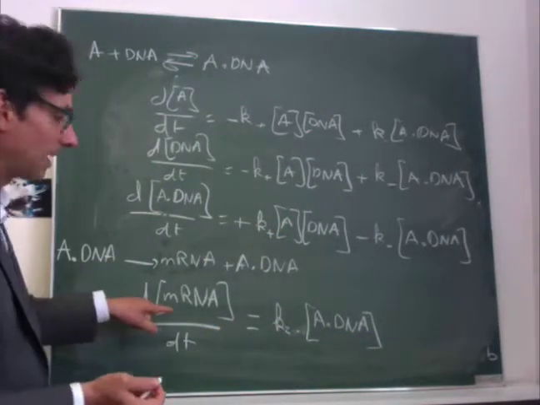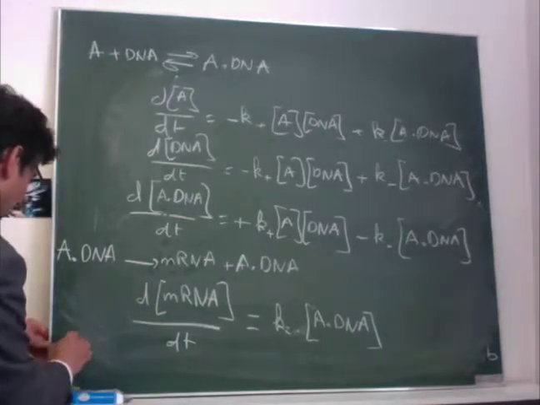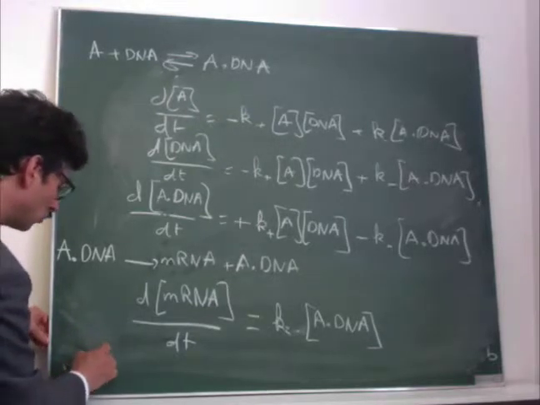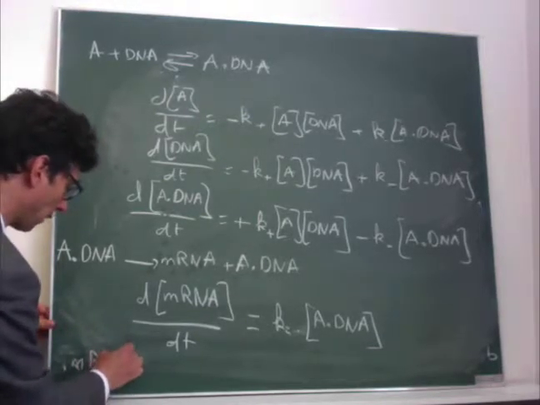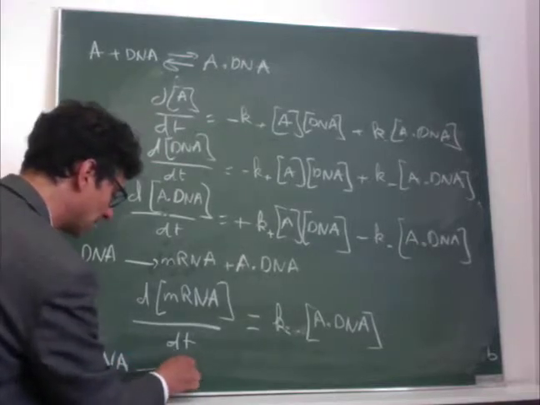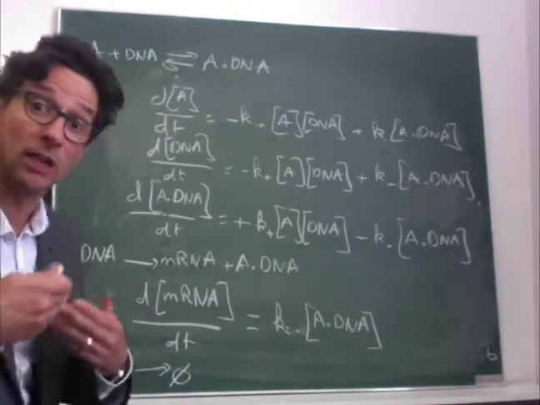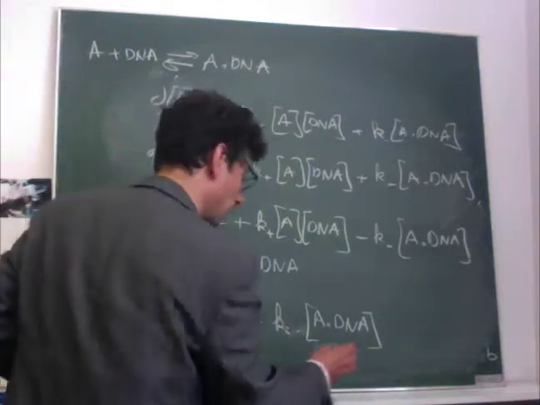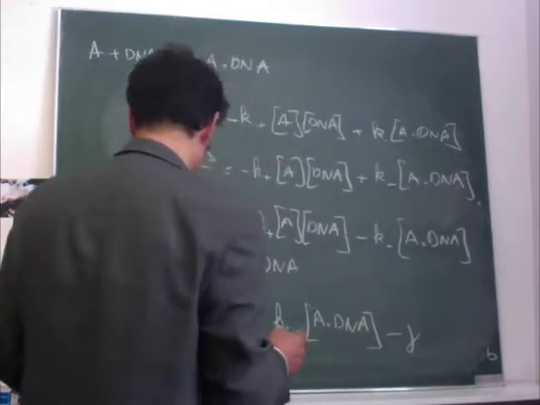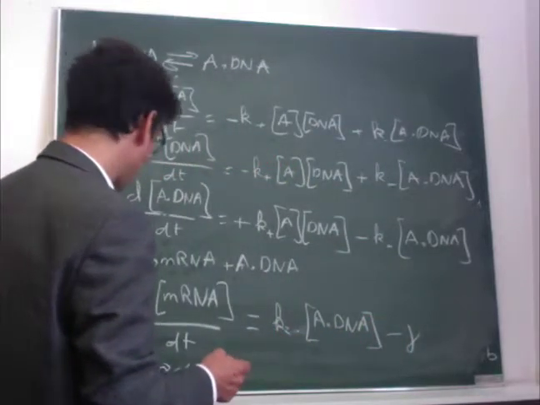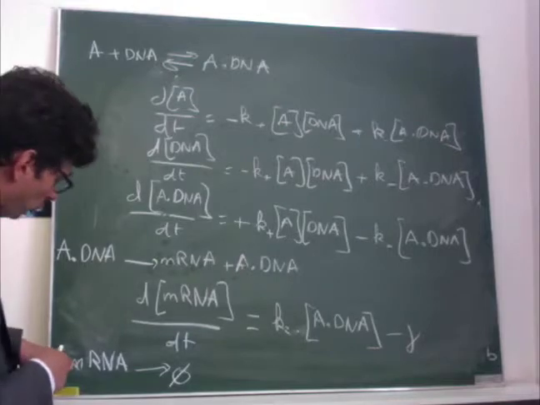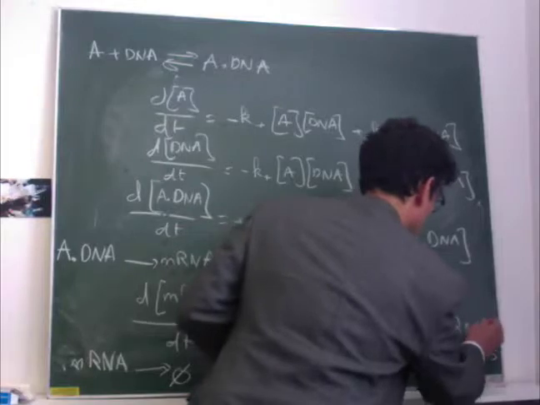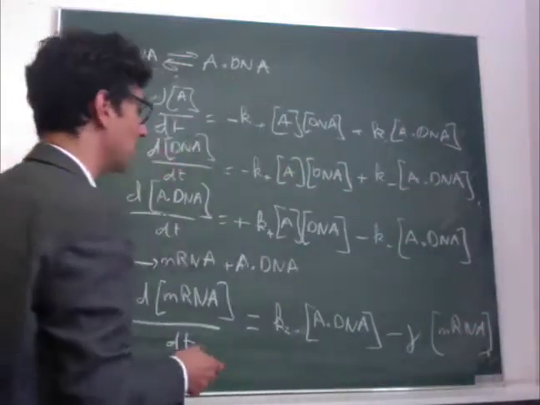And messenger RNA can also be degraded. It's the last reaction we choose to include in our model. This is a choice, what you include in the model to describe your process. And so we have here to include the degradation term, which is a first order reaction proportional to the amount of messenger RNA. We saw this last equation already.